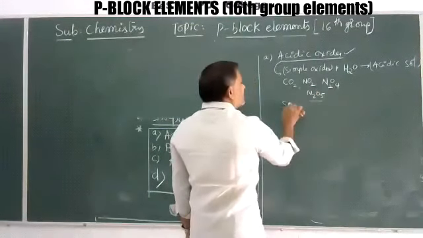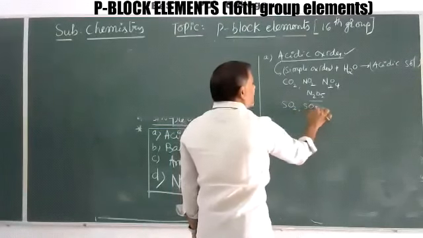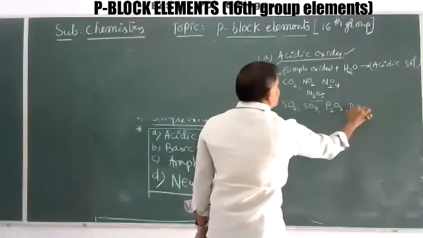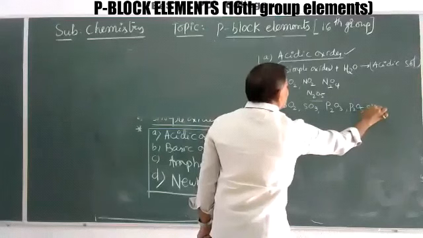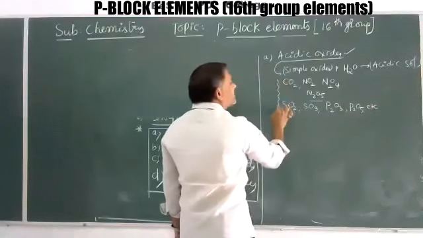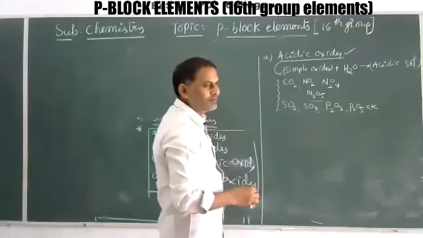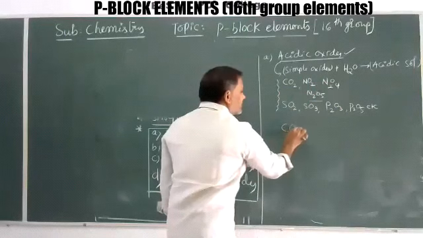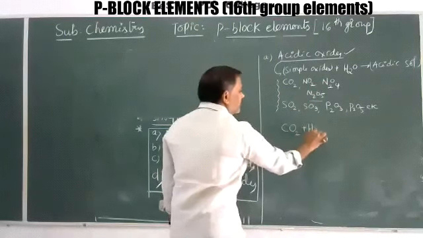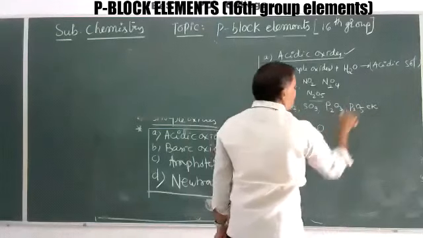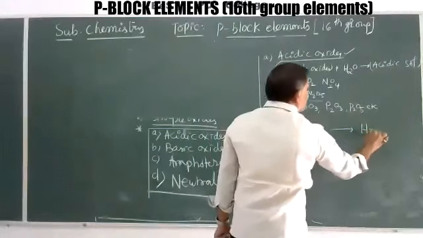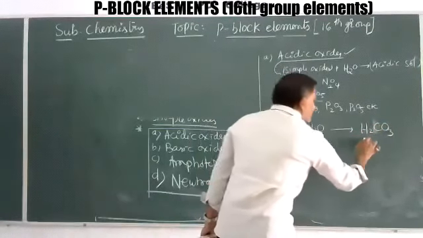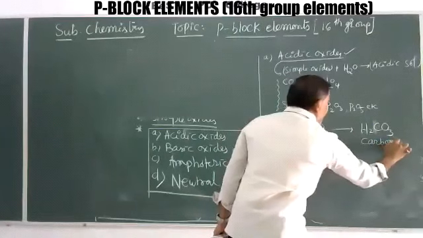Like here SO2 sulphur dioxide, sulphur trioxide, phosphorus trioxide, phosphorus pentoxide. These are some important simple oxides which are acidic in nature. Why are they acidic in nature? Take carbon dioxide: when dissolved in water, H2O, it gives an acidic solution. It forms H2CO3. That H2CO3 is called carbonic acid.